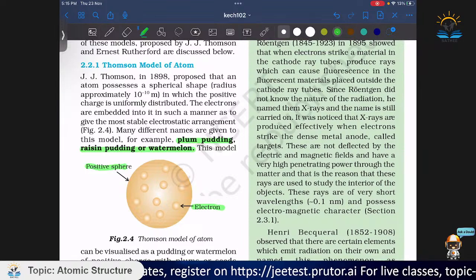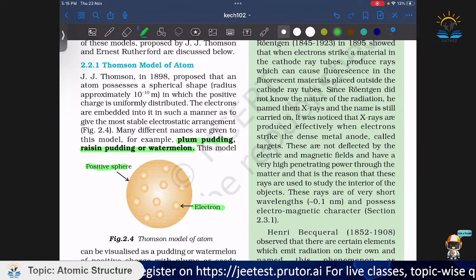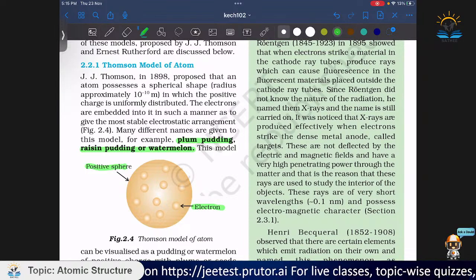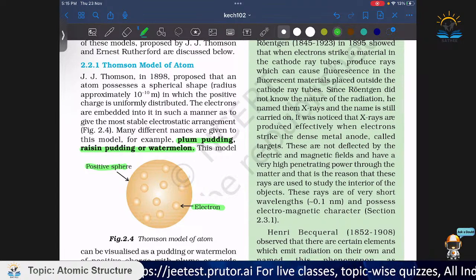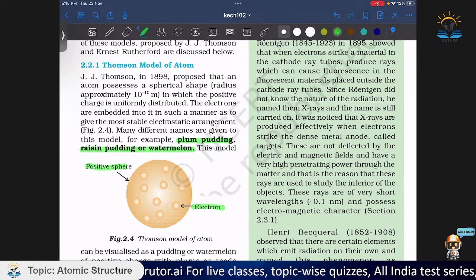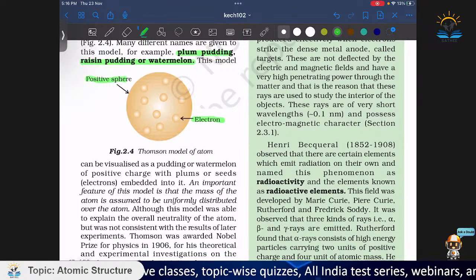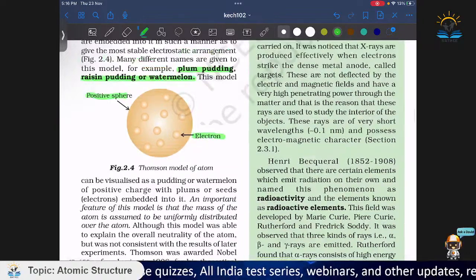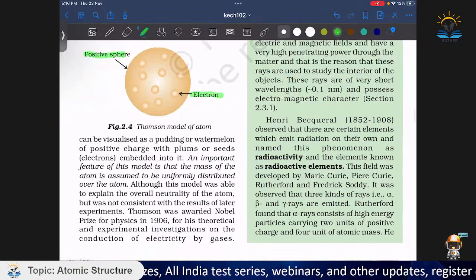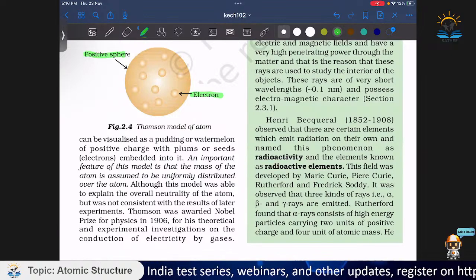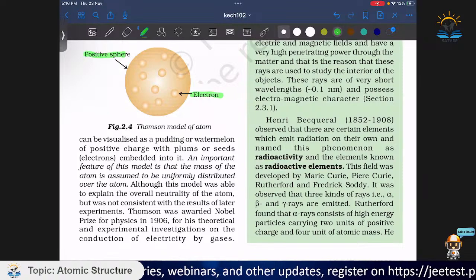Basically, J.J. Thomson proposed that an atom possesses a spherical shape in which the positive charge is uniformly distributed. The electrons are embedded in such a manner as to give a most stable electrostatic arrangement. So he did not say anything about the arrangement of electrons, and he did not say anything about the arrangement of protons. He just said there is a uniformly positively charged sphere in which negatively charged electrons are embedded.